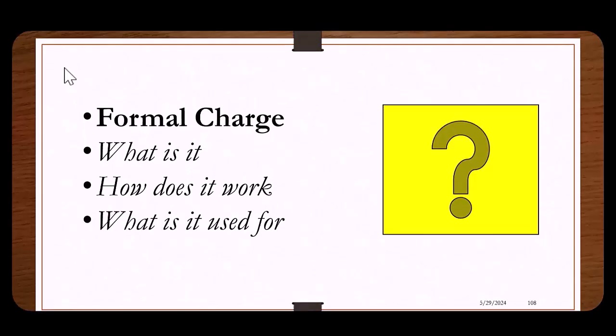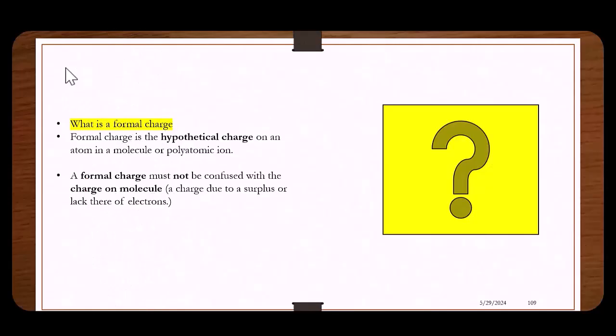In this video, I want to talk about formal charge. I'll go over what it is, how it works, and what we can use it for. First, we need to know what a formal charge is. A formal charge is a hypothetical charge on an atom in a molecule or a polyatomic ion. A formal charge must not be confused with the charge of a molecule, a charge due to the surplus or the lack thereof of electrons in the molecule.